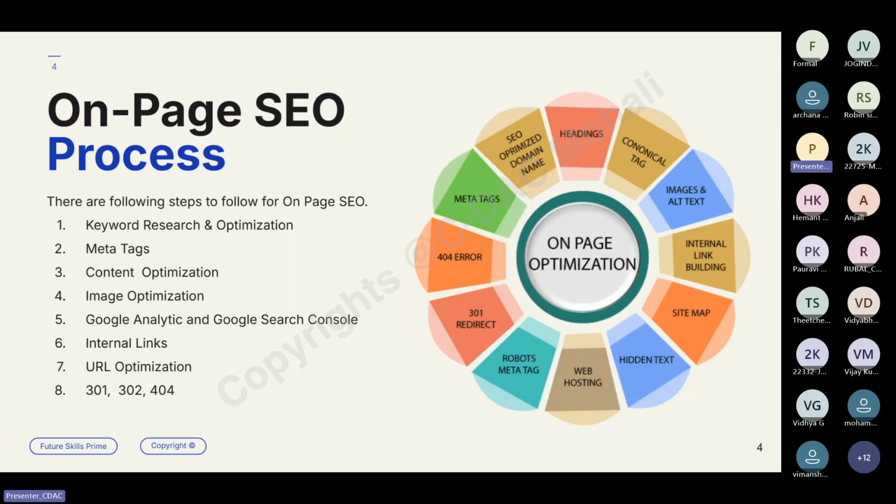And then there is error handling and message handling, response message codes basically 301, 302, 404. So you should properly deliver your codes and messages to the user and search engine. So these are the steps to perform on-page SEO.